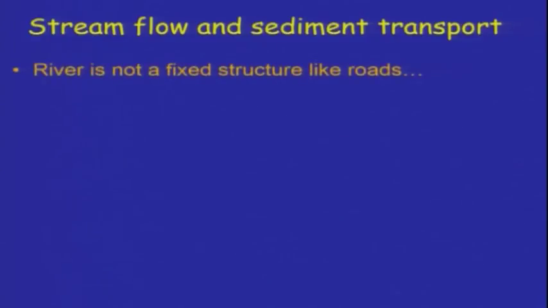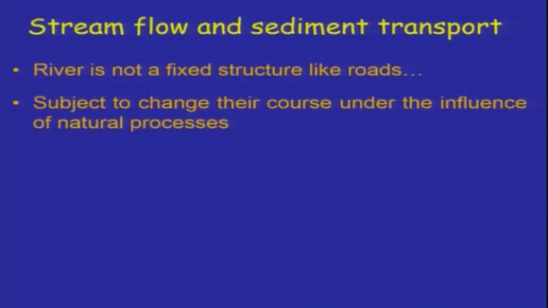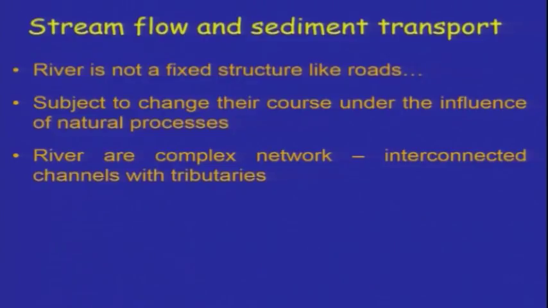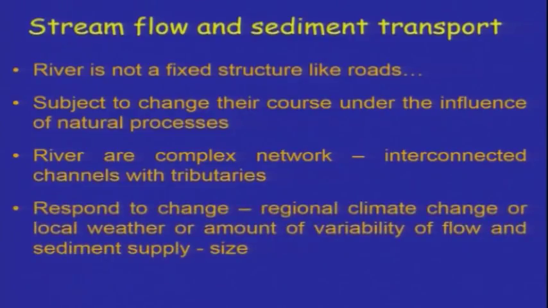Stream flow and sediment transport. A river is not a fixed structure like a road. It is subject to change its course under the influence of natural processes. Rivers are a complex network of interconnected channels with tributaries, and they respond to change, either because of climate change or local weathering of the material, and the amount of variability of flow as well as the supply of material or sediments. Okay. So, it has the capability to change its course as well as the river form. Okay. So, the channel form will also change depending on these factors.